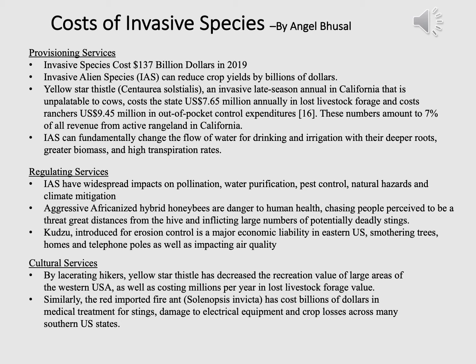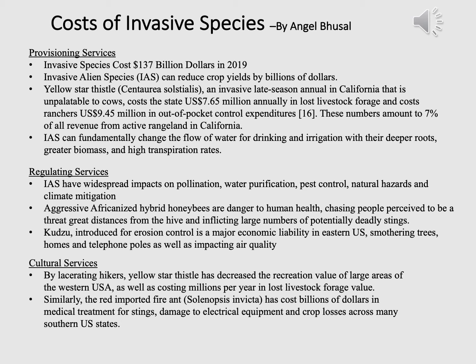IAS can also change the flow of water by increasing the length of their roots and by increasing their biomass and transpiration rate. Increasing those lengths will increase water use by the invasive species, which will decrease the amount of water left for the native species to use.